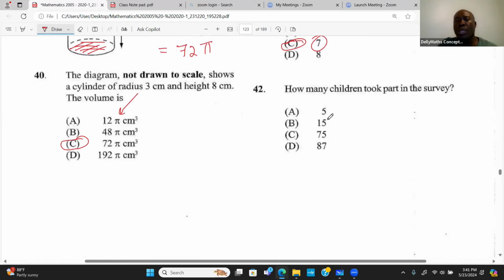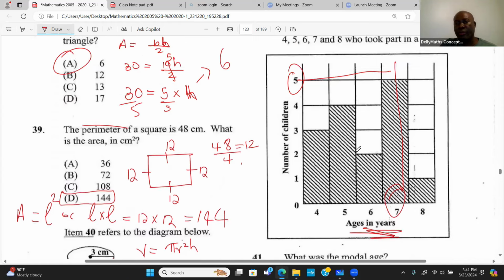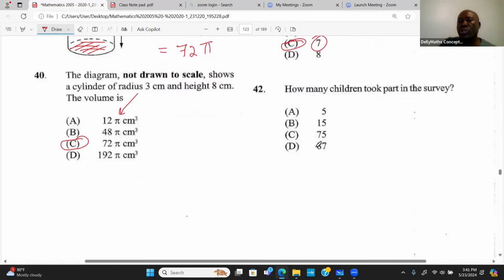Let's take a look at 42. How many children took part in the survey? If I want to know how many children took part in the survey, I want to add up all of these vertical heights, because they represent the number of children for each age group. For example, we have three children here. Take a look at your axis. We have four children here. Here I have two children, I have five, and I have one. So I want to add these up as I go. 3 plus 4, that's 7, plus 2, that's 9, plus 1, that's 10, plus 5, 15. So we're looking at a total of 15 children that took part in your survey.